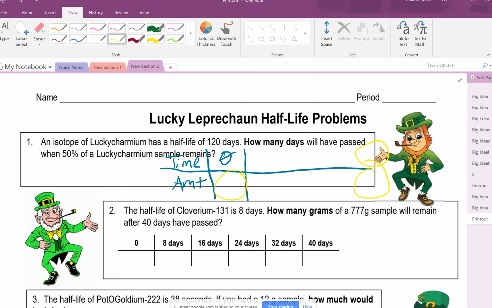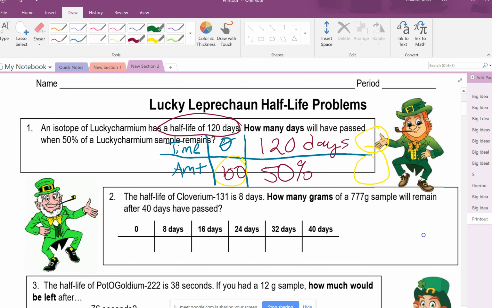An isotope of lucky charnium has a half-life of 120 days. That's our half-life, so let's circle that. How many days will have passed when 50% of the lucky charnium sample remains? If we start with 100%, that's my amount. Think it through: if half-life is half the amount, 100 to 50, we get 120 days, when 50% will be gone.